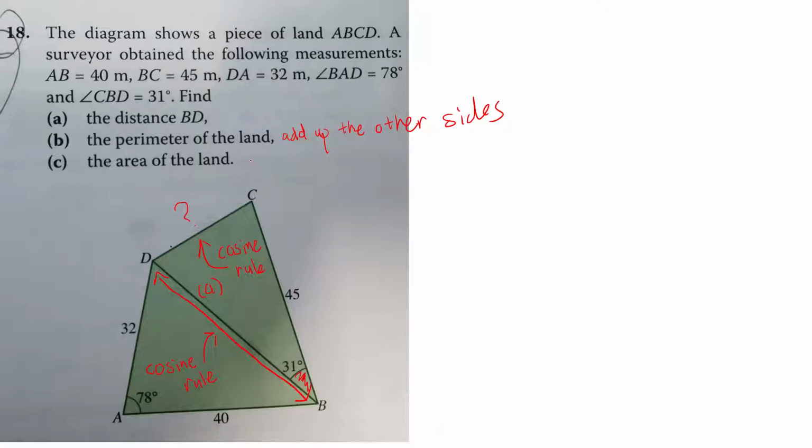For the area, we just use our half ab sine C twice for this triangle as well as this triangle. Angle C is here. Angle C is here. We have the two sides forming the angle. So this will help us to get the answer for part C. Simple question, I don't think I need to go through.